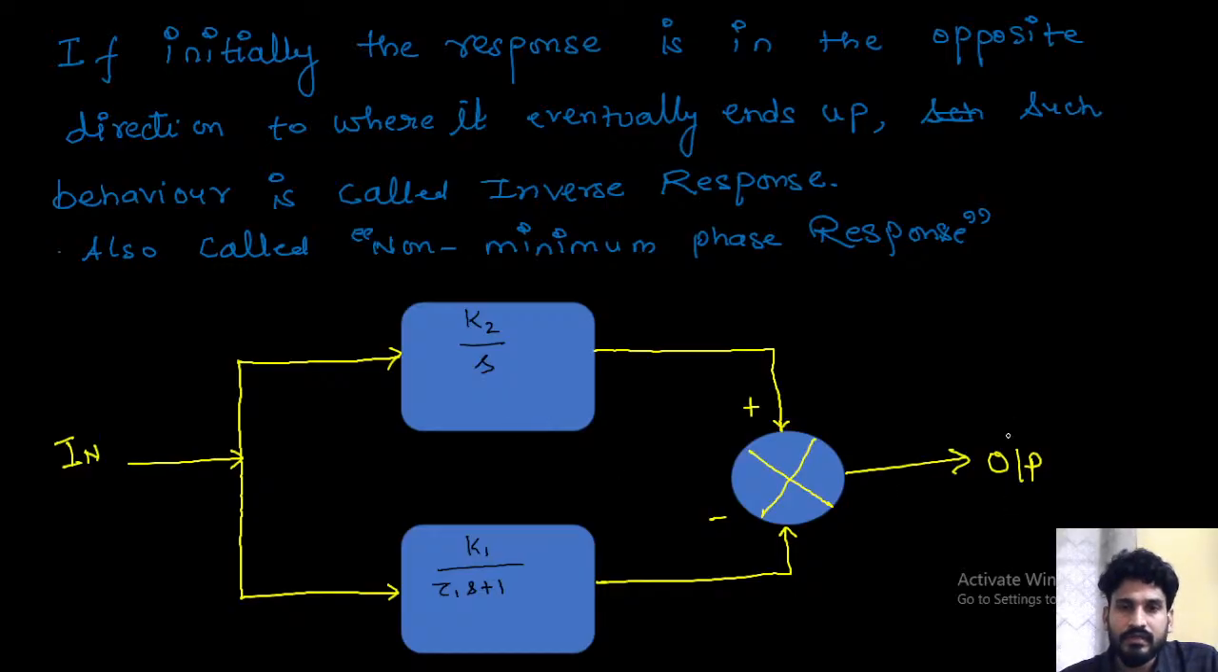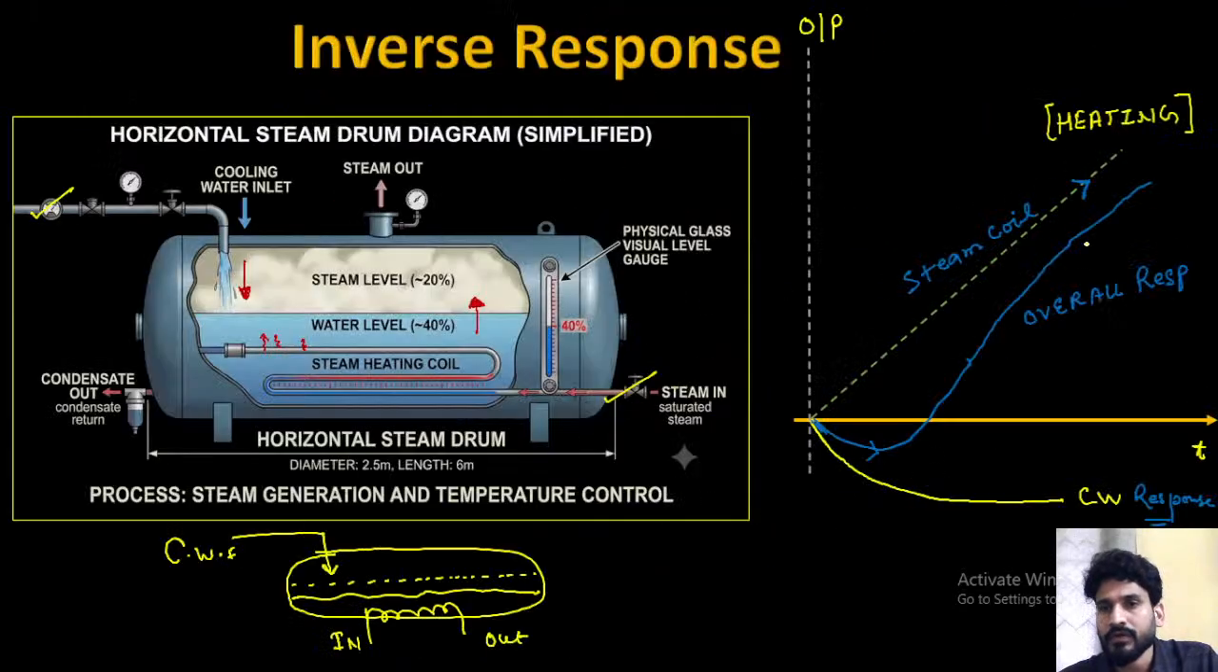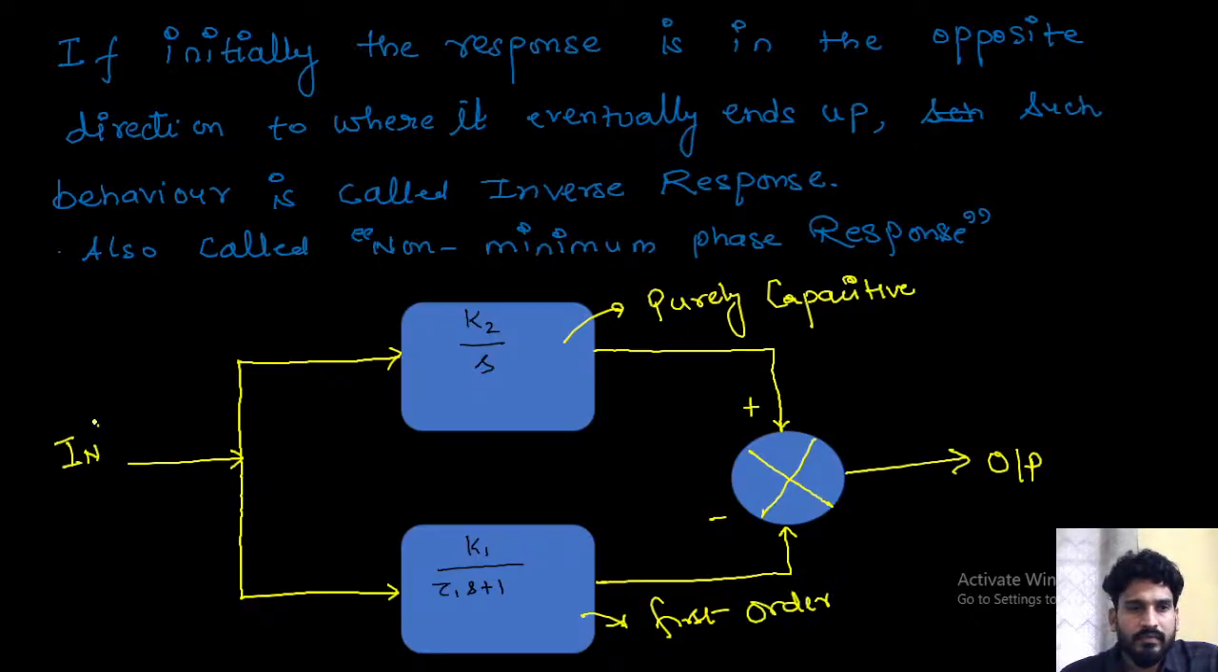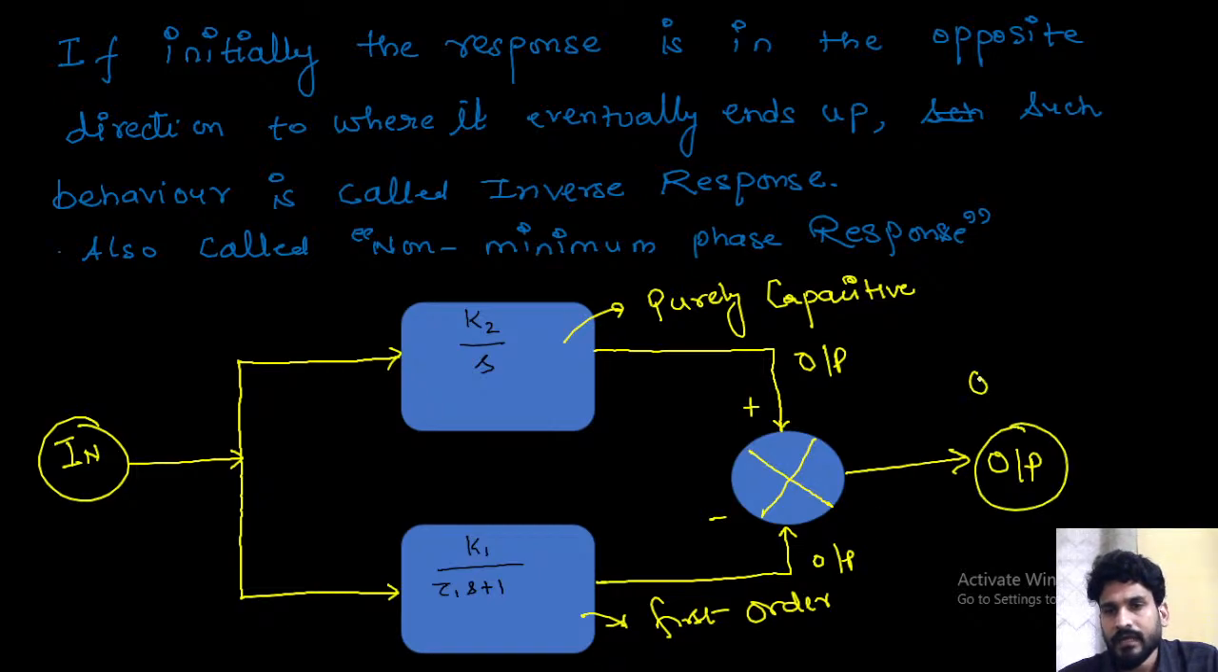Is it clear or not? So this is my purely capacitive, this is my first order system, and it is generating the overall output. This is my input. There is some output through this transfer function and some output through the other, and by comparing these outputs, I get the overall output.